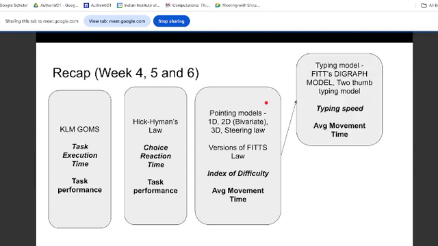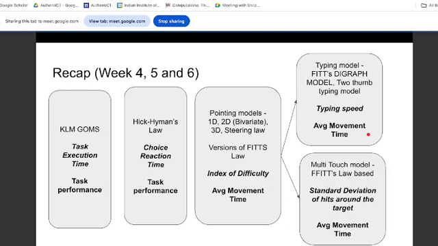After Fitts' law, we learned about the typing model. We tried to modify Fitts' law and fit it into the typing model to calculate the typing speed of a person. Again, we talked about this average movement time, and we were using the modified Fitts' law model for this one. And then we also went through some understanding of the two-thumb typing model.